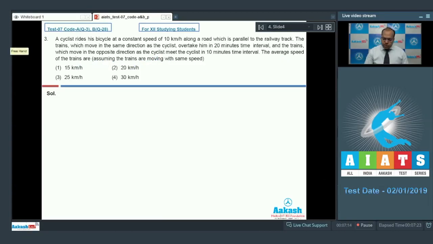If I analyze the situation, this is the track on which the cycle is moving, and at some instant of time the cycle is at this position, and on the railway track this train is moving in this direction with a speed v, and from this direction another train is moving in this direction with the same speed v, and this cyclist is moving in this direction with a speed of 10 km per hour. Then we have to find out the value of v.